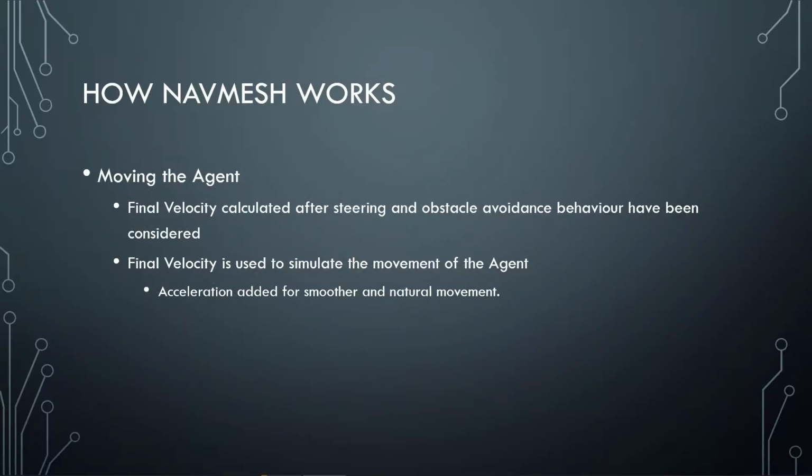When the steering and obstacle avoidance behaviors have been considered, the final velocity can be calculated. These are then used to simulate the movement of the agent with the addition of acceleration to help with creating a natural and smoother movement overall. Now that we have an idea of how the nav mesh system works, let's begin implementing it in Unity.